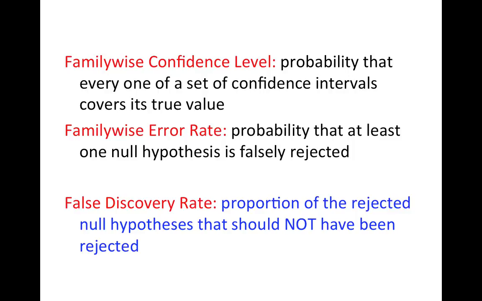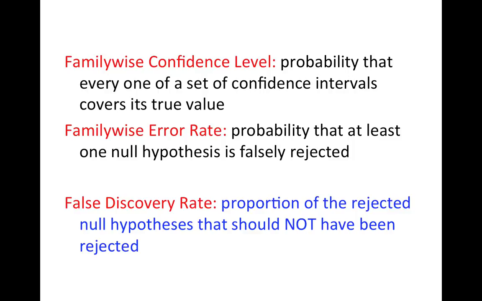So the false discovery rate is the proportion of the discoveries that were in error. And so when we have the false discovery rate as our goal, we're trying to make sure that the proportion of errors among our discoveries is no bigger than, say, 0.05.